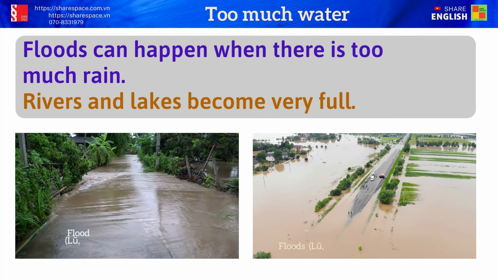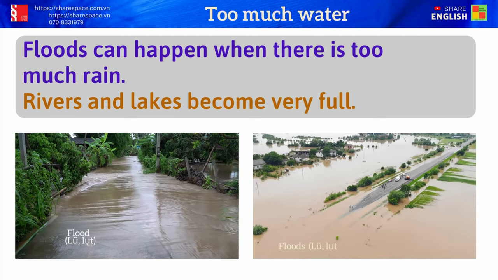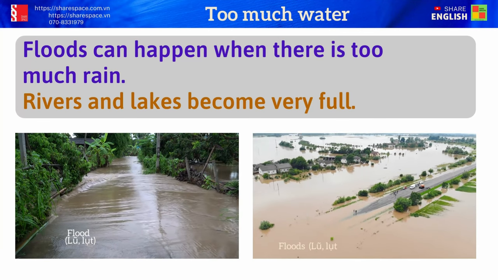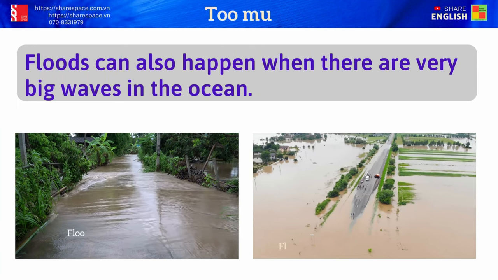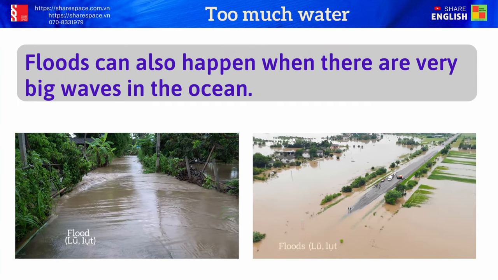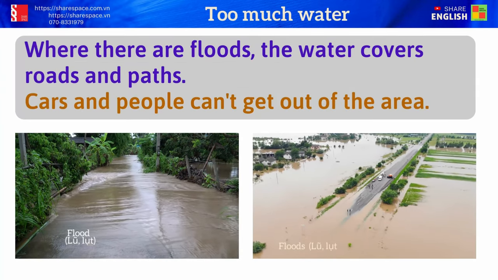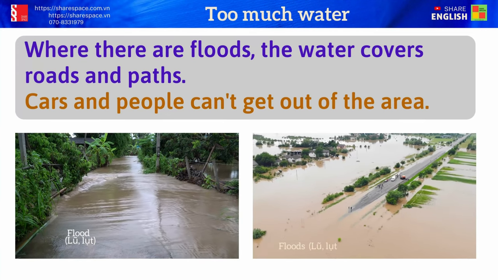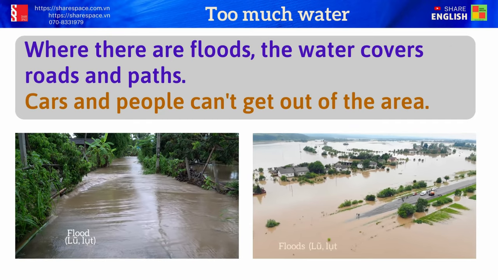Too much water. Floods can happen when there is too much rain. Rivers and lakes become very full. Floods can also happen when there are very big waves in the ocean. Where there are floods, the water covers roads and paths. Cars and people can't get out of the area.